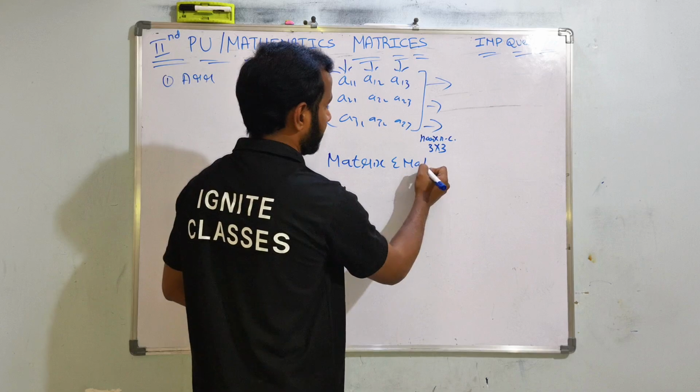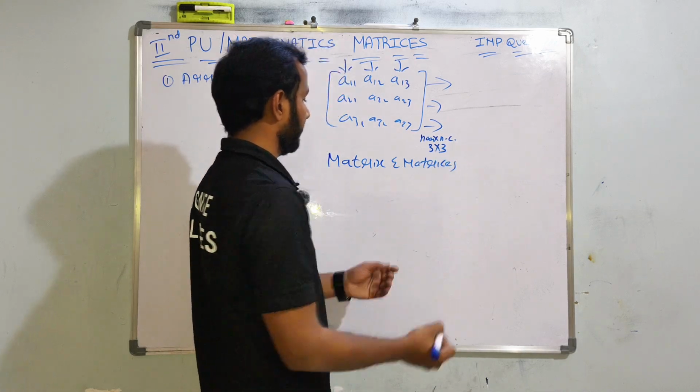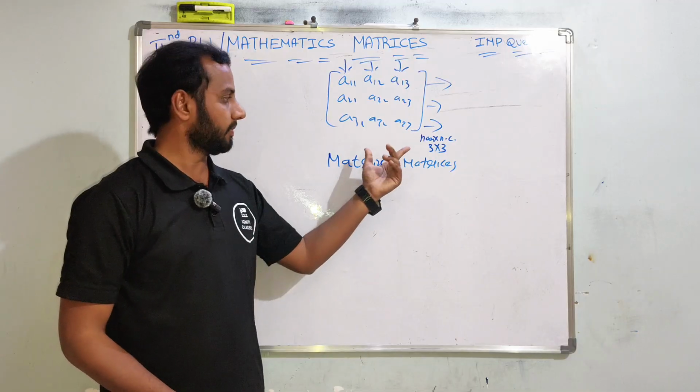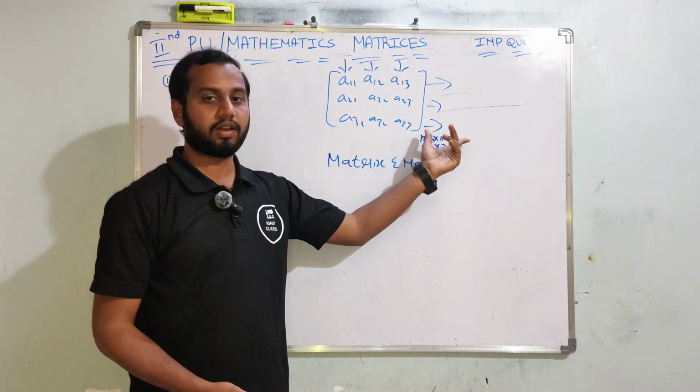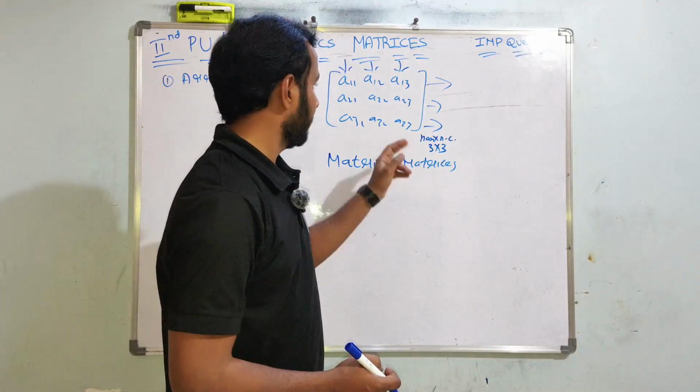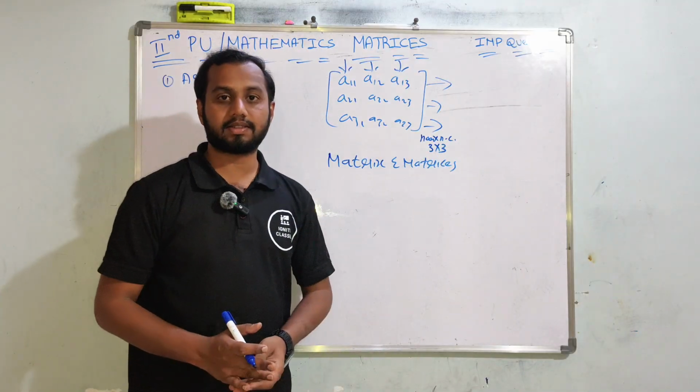What is the difference between matrix and matrices? Why will you be using these two words? See, whenever a single matrix is there, we will be calling it a matrix. If two, three or more matrices are there, we will be calling them matrices. This is the difference.